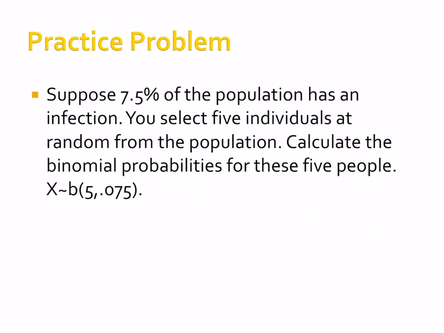So for my face-to-face class, here's a practice problem that we're going to be doing right away as soon as we get into class, that you can work on, and then we'll jump into our normal routine. So the practice problem is, suppose 7.5% of the population has an infection. I want you to select 5 individuals at random from the population and then calculate the binomial probabilities for these 5 people. So just like we were doing, you're going to want to figure out the binomial probabilities for 0, 1, 2, 3, 4, 5 people having it all the way across.